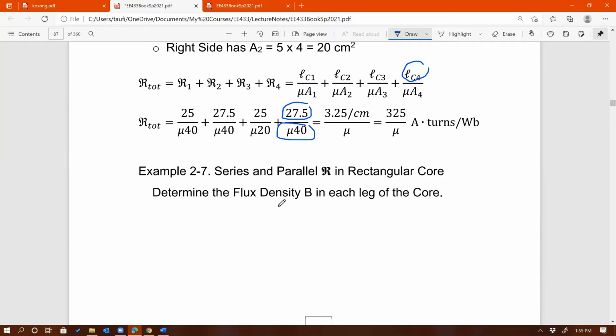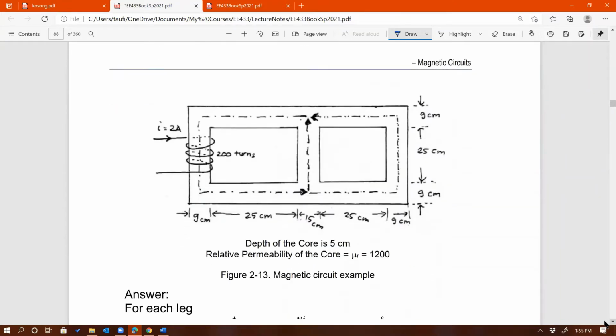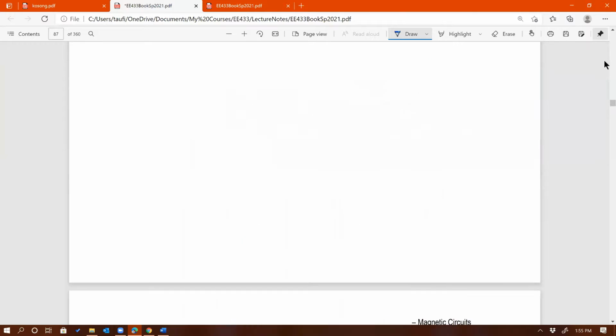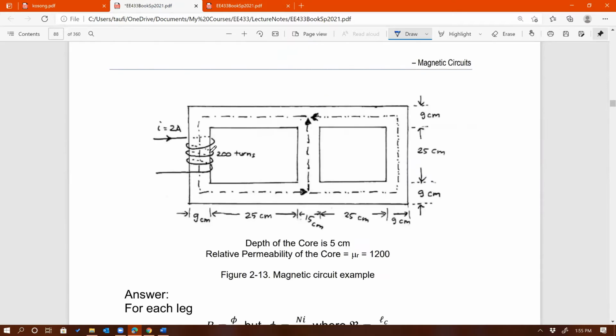Next example, determine the flux density B. So this is again another example where you are analyzing the magnetic circuit. That's our magnetic circuit, right? Using electric circuit. In this case, to determine flux density in each leg of the core. So flux density in each leg, from here, over here, and over here. Those are the three values that we need to find. First of all, keep in mind that we can always transform this into an electric circuit, and before we solve this problem, right?